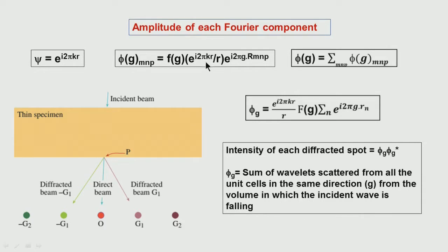This term comes because from a point source scattering into a spherical wave, the amplitude at any distance r will be e to the power of i 2 pi k r by r. This you know. Then e to the power of 2 pi i g dot r, m and p, is what is going to determine the phase factor.